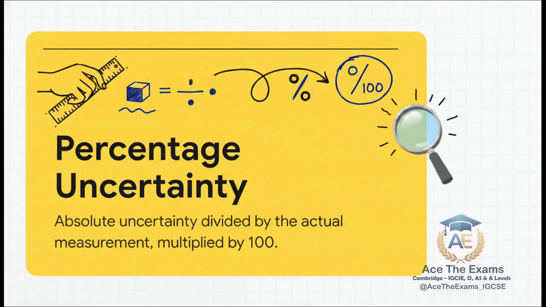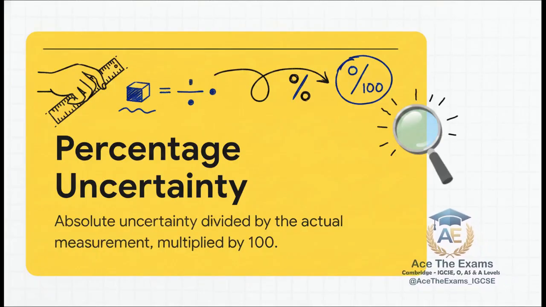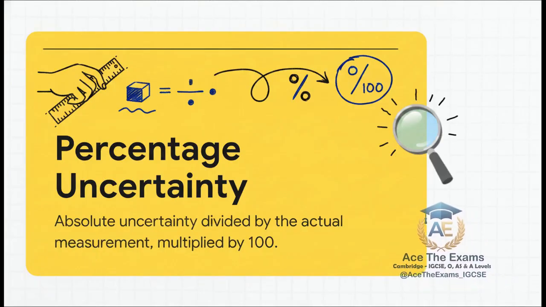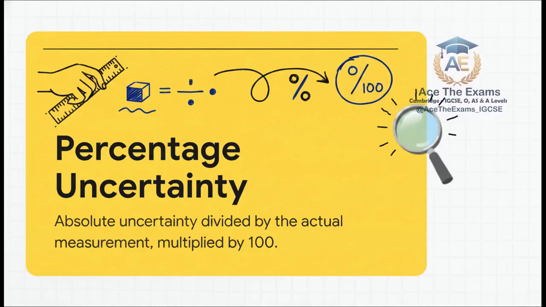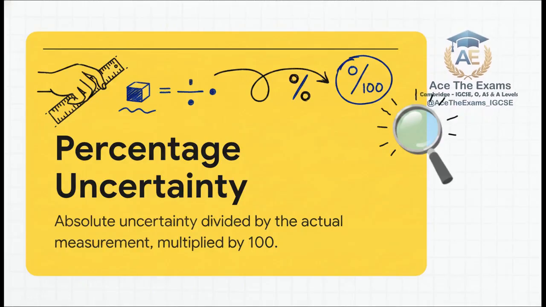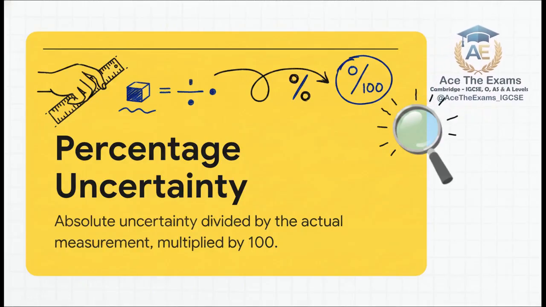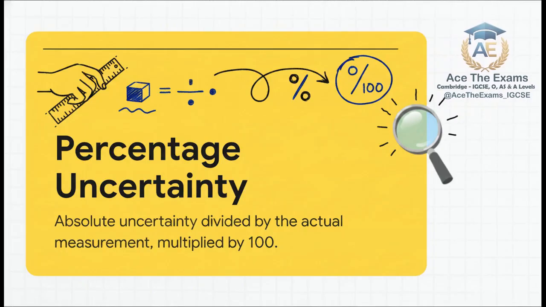This is usually the smallest scale division on an analog device. For instance, a standard school ruler has millimeter divisions, right? So the absolute uncertainty is plus or minus 1 millimeter. But to really test whether a hypothesis is valid, you must convert that raw absolute number into a percentage uncertainty. You do this by dividing the absolute uncertainty by your actual recorded measurement and then multiplying that whole thing by 100. This tells you exactly how much your equipment is failing you.